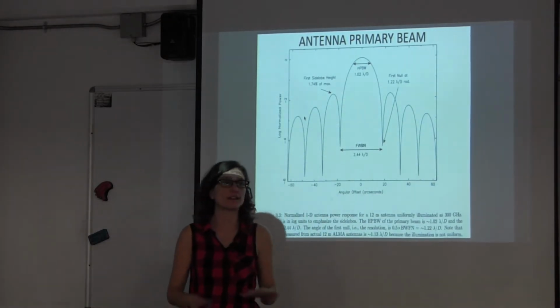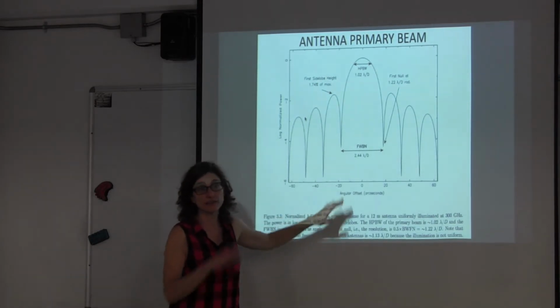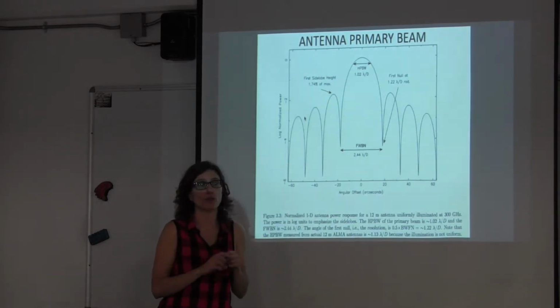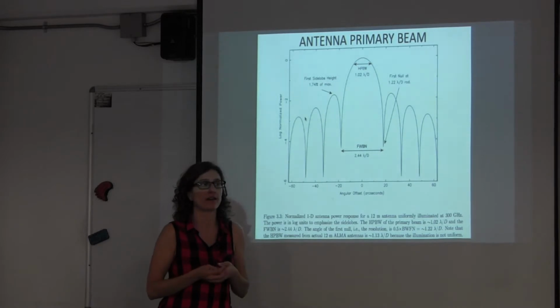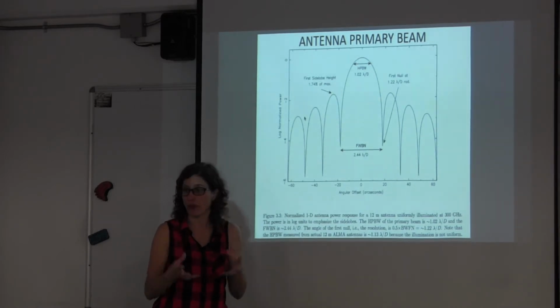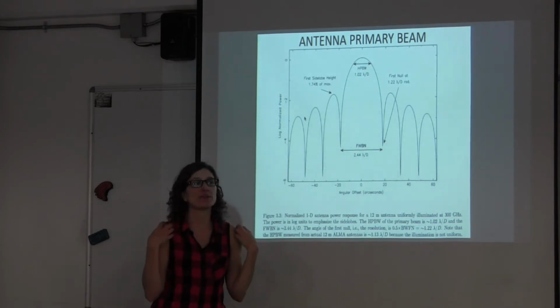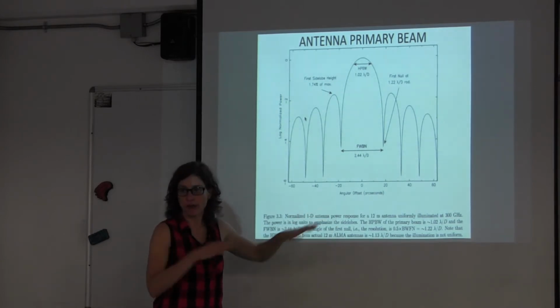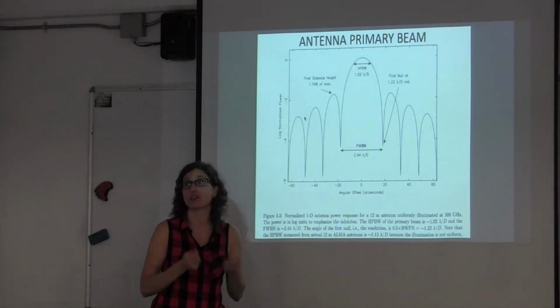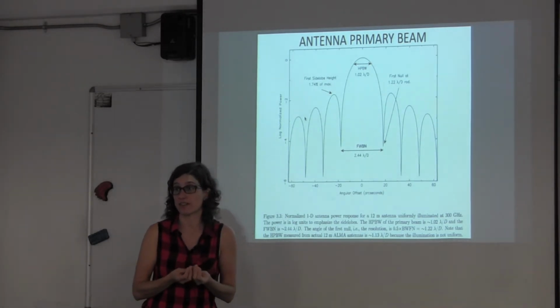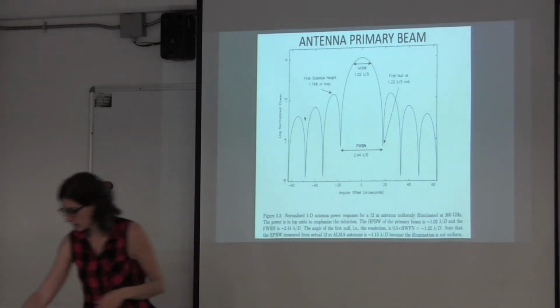That's why we correct our images for this pattern, and this is what we need to do if we want to make a measurement of the flux from the source. We need to correct for that. If you just want to have pretty images, you don't need to apply the primary beam correction. It's when you need to make flux measurements that you need to do that. Okay?